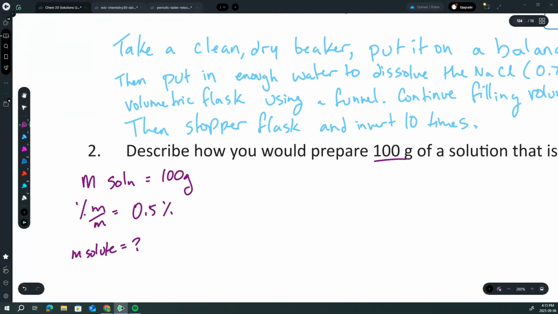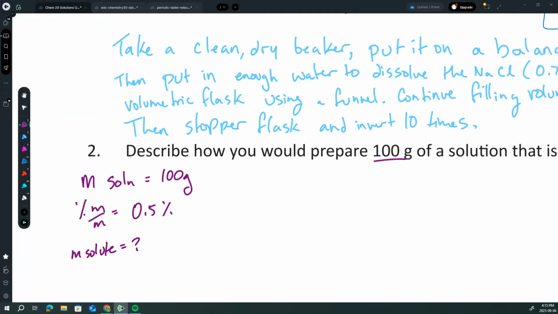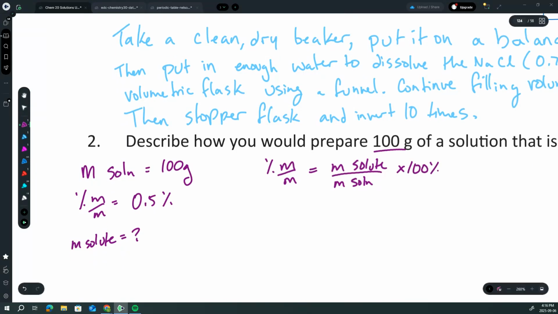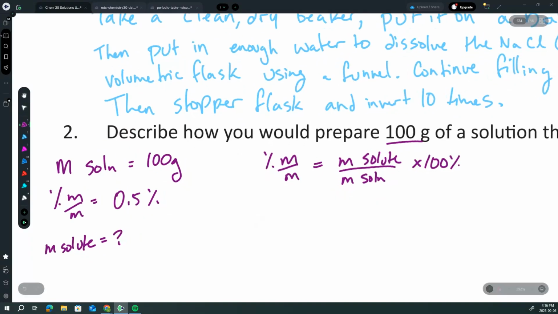As a reminder, the formula for percent mass by mass is this. Percent mass by mass is equal to mass of the solute divided by mass of the solution times 100%. Okay. What I find easiest to do in formulas that involve percentages is first just to plug in the numbers and then rearrange the equation there.